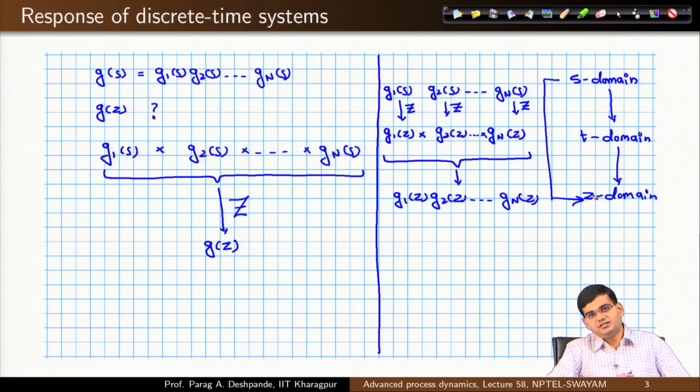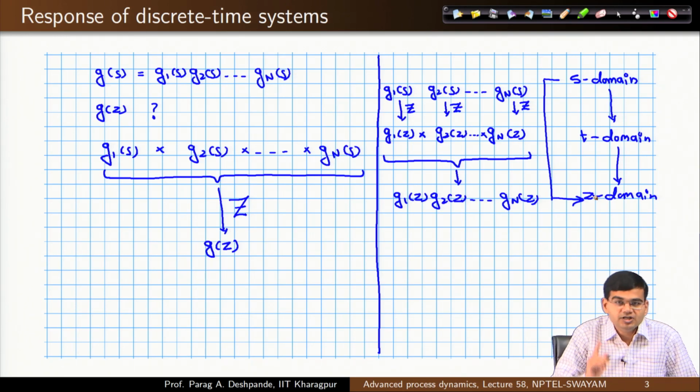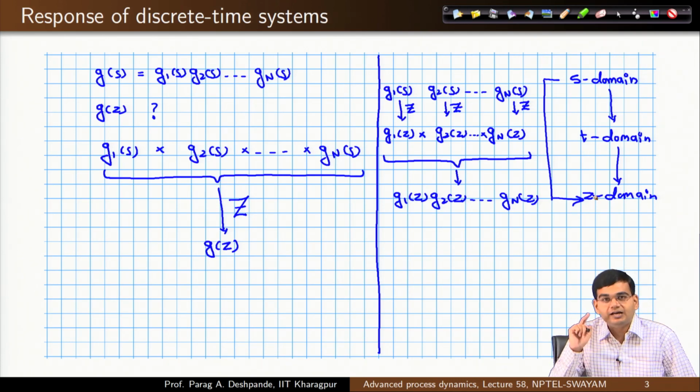Which is the correct method? Multiplication first followed by Z transformation, or Z transformation first followed by multiplication? Are these two operations equivalent? Can you do one operation followed by the other, or the second operation followed by the first? Would you get the same answer? In general, you will not get the same answer. The only method to get the overall pulse transfer function correctly is to first multiply your transfer functions in the Laplace domain itself, and then do Z transformation at the end.